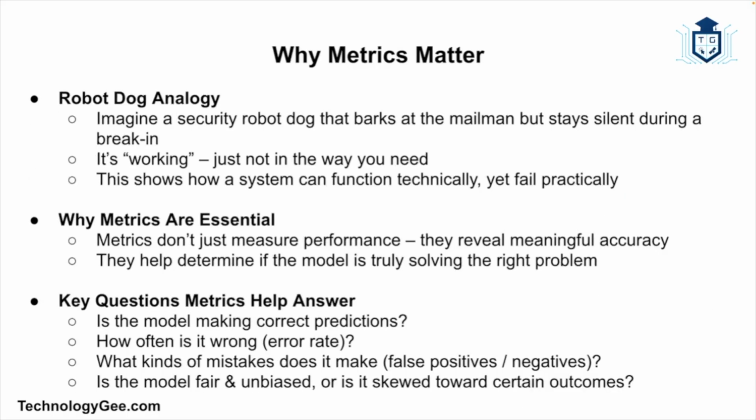All right, so the first thing we need to figure out is exactly why do metrics matter? Imagine you're building a robot dog that's supposed to bark every time someone tries to break into your house. You test it and it barks every time the mailman comes, but not when a burglar actually sneaks in. Technically, the robot is working, but it's doing the wrong thing really well. And this is why performance metrics matter. They help us figure out: is the model making the right predictions? How often is it wrong? What kind of mistakes is it making? And is it balanced or biased? So let's go ahead and break down these tools that you can use to evaluate a model to make sure it's doing what it's supposed to do.